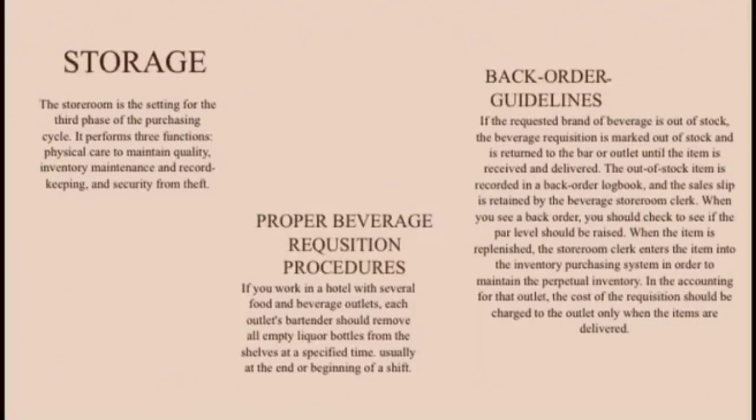Now let us proceed to the beverage controls. Storage. The storeroom is a control setting for the third phase of the purchasing standardization cycle. It performs three functions: physical care of liquor to maintain quality, inventory maintenance, and security from theft. You are dealing with numerous bartenders and possibly high turnover, so try to think of the storeroom as off-limits. Only those who work there, such as the storeman, clerk, and purchaser, should distribute products.